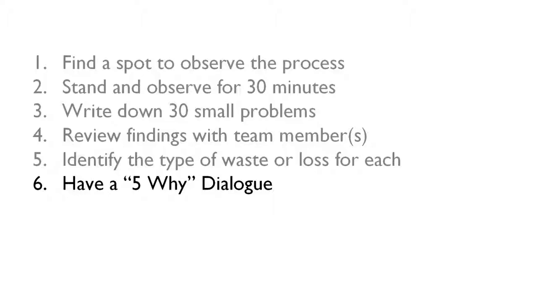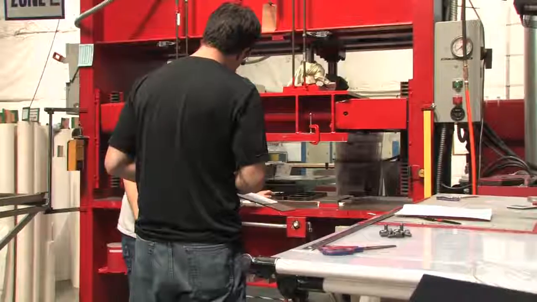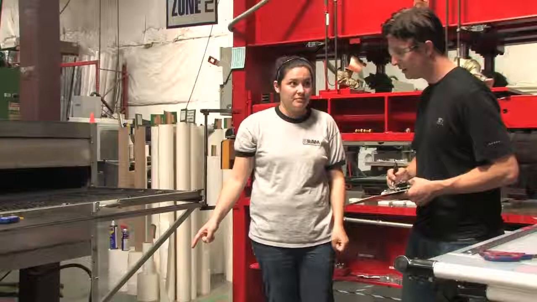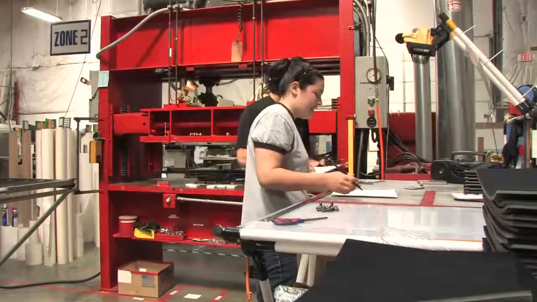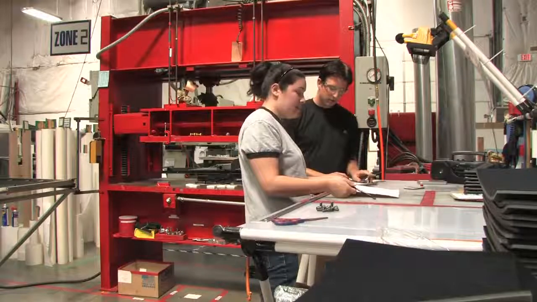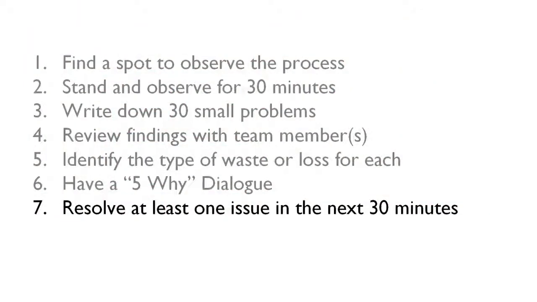Now, the 6th step of our 8-step process has us working to identify the root cause of at least some of the items on the list by asking why several times. Well, by involving our team members, we're often able to quickly identify some countermeasures to several items on a list, which takes us into step 7, which challenges us to resolve at least one issue within the next 30 minutes.